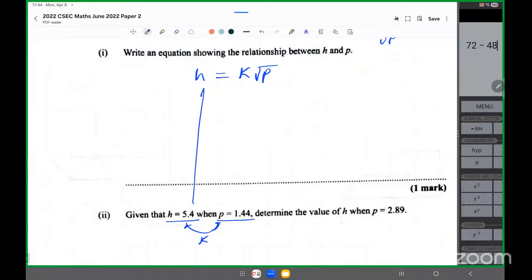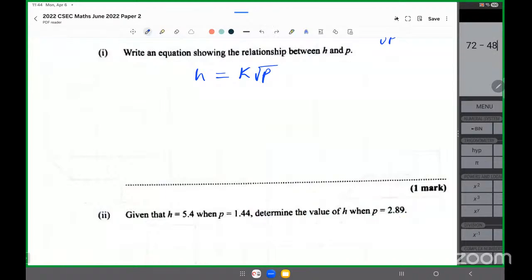Plug these two values in here and work out the K. But you can actually do it without finding the K. So let me show you how to do it without finding the K, because we have to be efficient in this work. They want us to find what H is when the P equals 2.89.